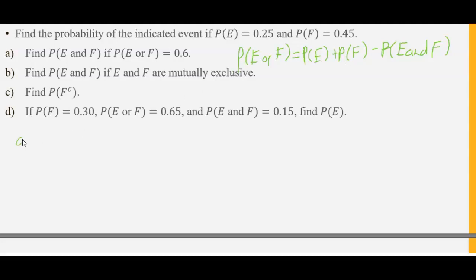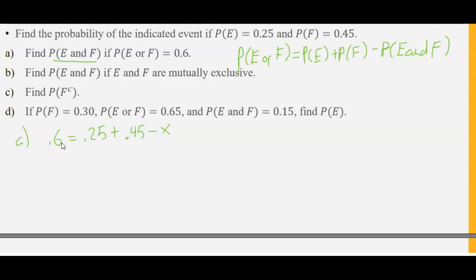So for A, we're using the information from above and the information given. We're looking for the P of E and F, so that's going to be our variable. It says the P of E or F is equal to 0.6, so we're going to say 0.6 is equal to the probability of E, which is 0.25, plus the probability of F, which is 0.45, minus the probability of E and F, and that's what we're looking for, so that's going to be our X.